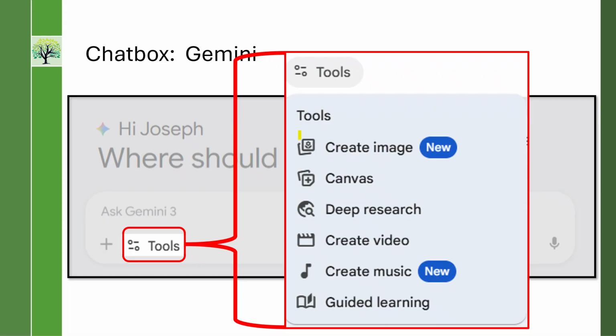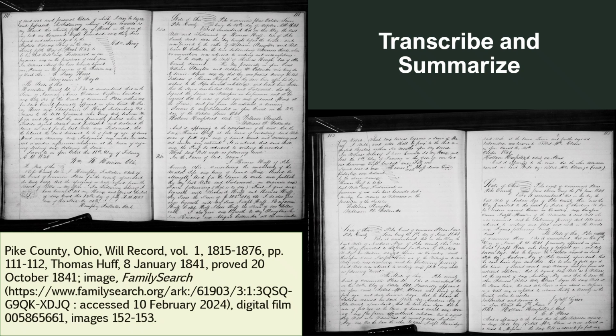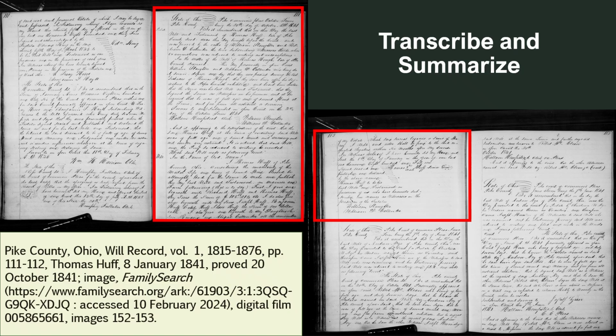So let's do it. First example, we're going to transcribe and summarize this document. Now, you can't read it, and that's okay. I didn't mean for you to be able to read it. What I wanted to show you was this document, the only part of the document I needed were the red squared areas.